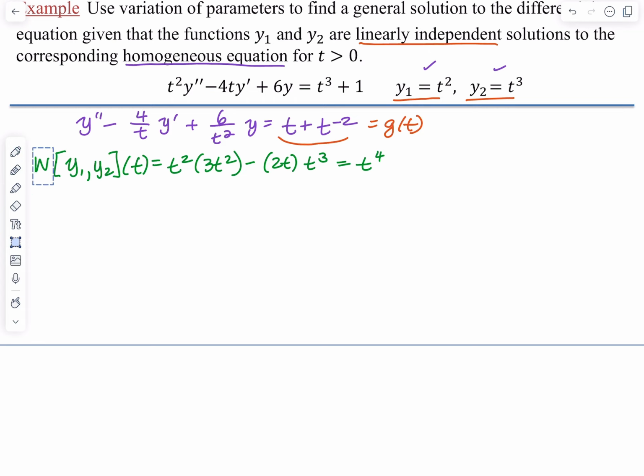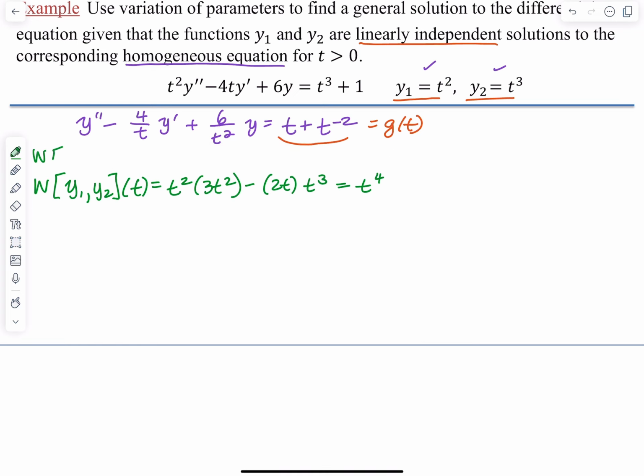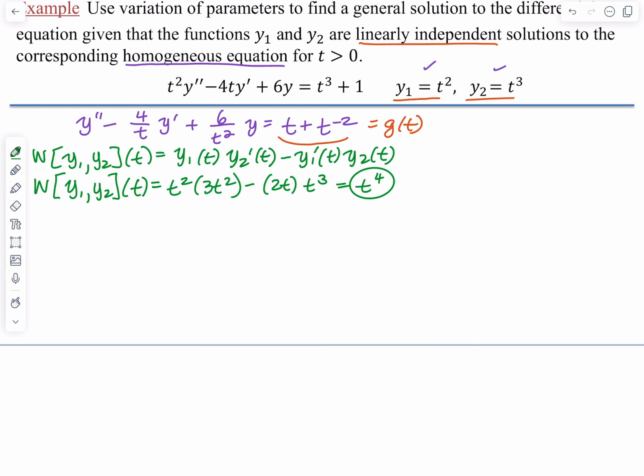And let's go ahead and remind ourselves about that Wronskian. And that's going to be y1 of t multiplied by y2 prime of t minus y1 prime of t multiplied by y2 of t. And that's what we've done here. And we found that to be equal to t to the 4th. Now, let's go ahead and take a look at those integrals that we talked about.